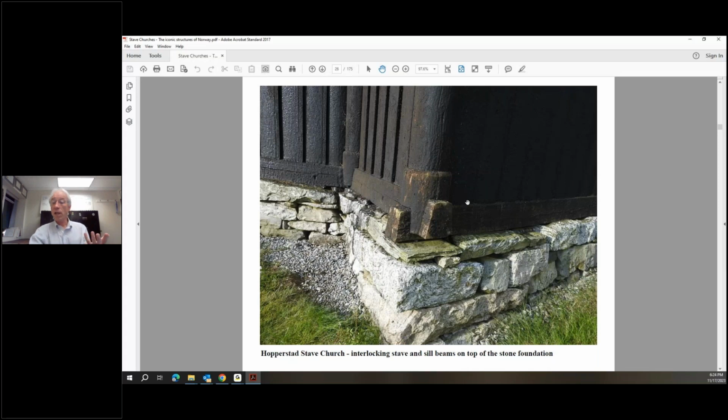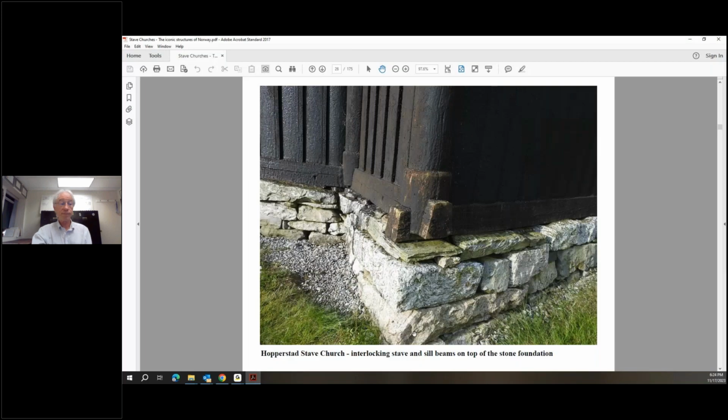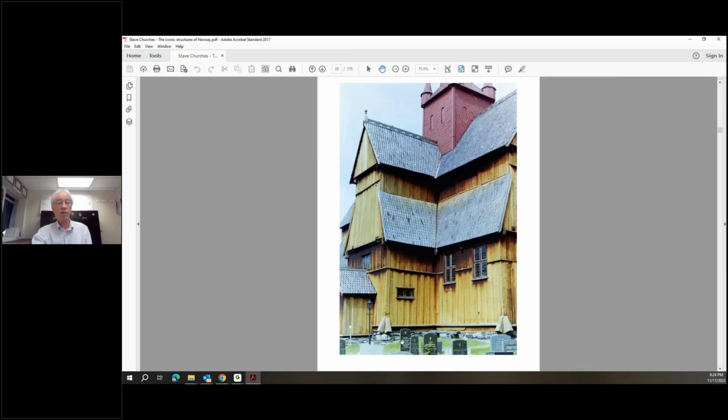This is a photograph of the sill, column, and sill foundation detail of Ringebu Stave Church. A little bit different than Hopperstad. All right, and here is more of a pulled back view of Ringebu, you can see two of those interconnections with these exposed bracing members as well.